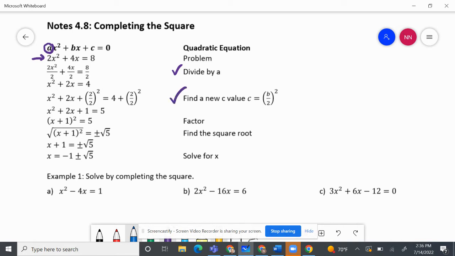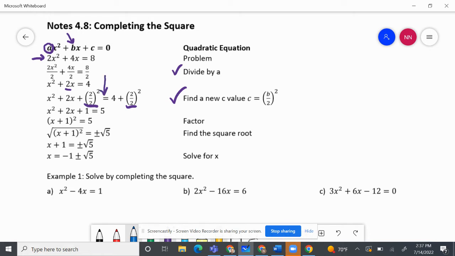Next, we're going to find our new c value. The formula is b over 2 squared. B, remember, is the number in front of the x. So we're going to take the 2, divide it by 2 and square it. Now, whatever we do to one side of the equation, we have to do the same thing to the other side of the equation. That's why you notice the 2 over 2 squared on both sides. That way we're not changing the equation. It's still equal.